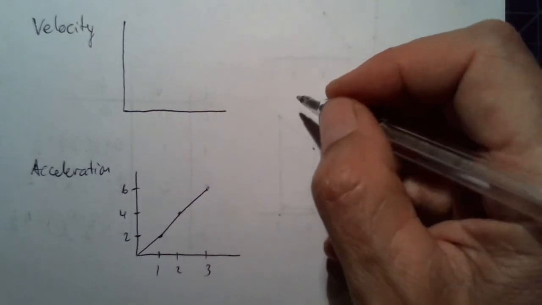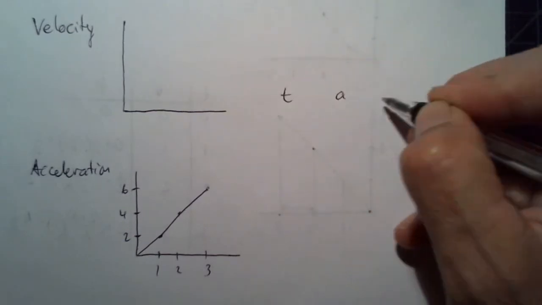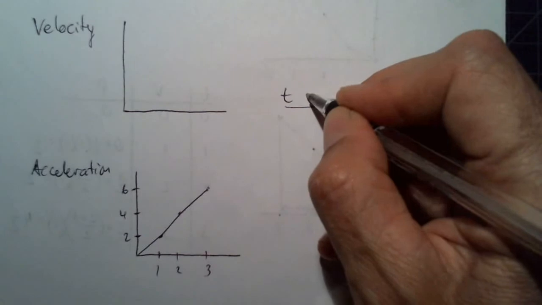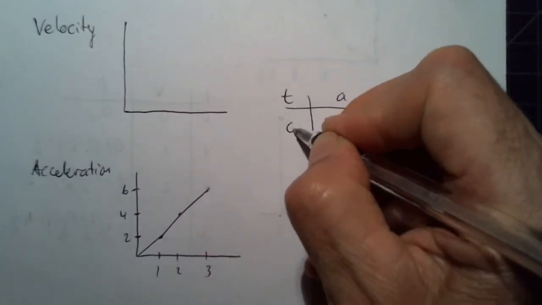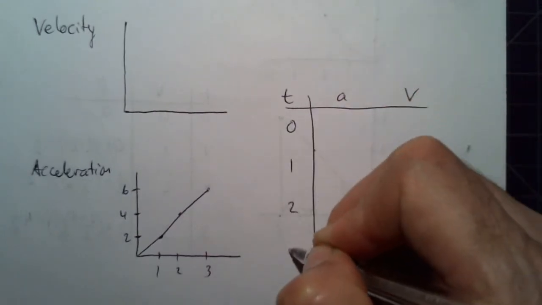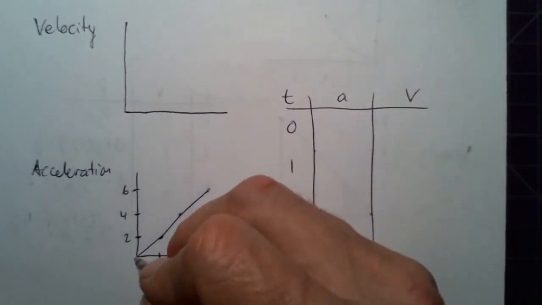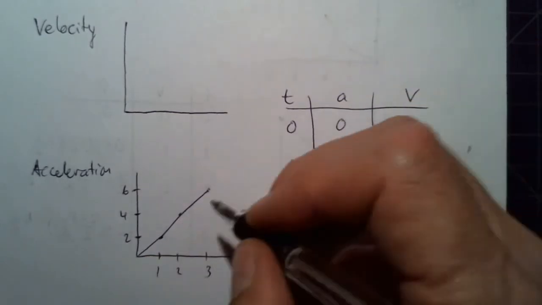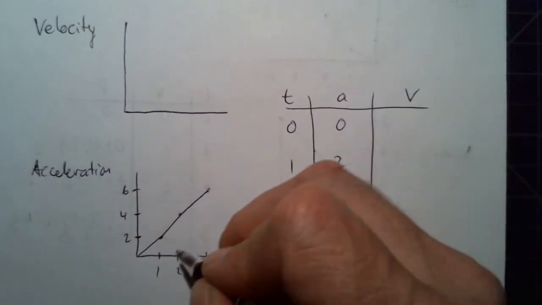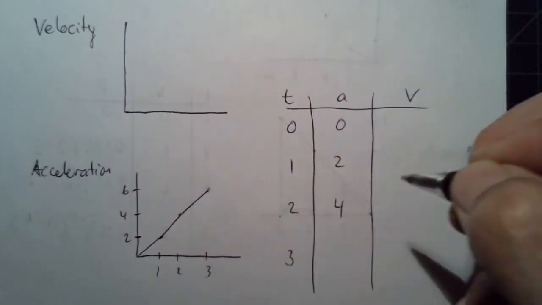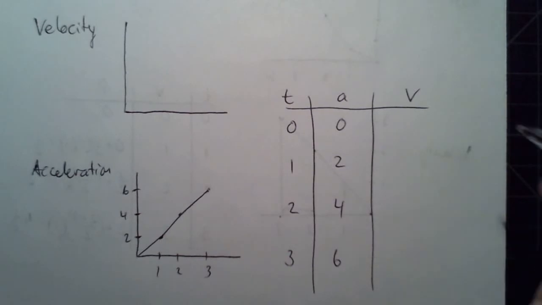And we need to look at time, acceleration, and velocity. The acceleration at 0 is 0. The acceleration at 1 is 2. The acceleration at 2 is 4. And the acceleration at 3 is 6.